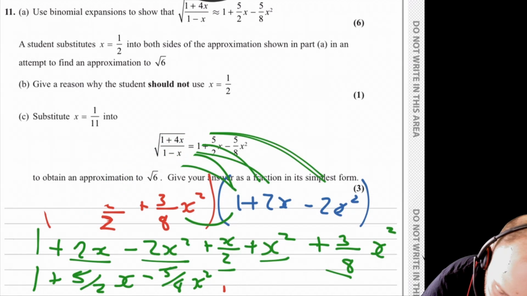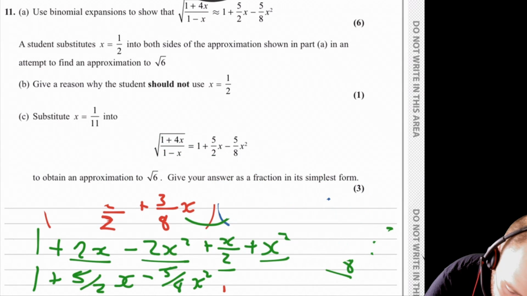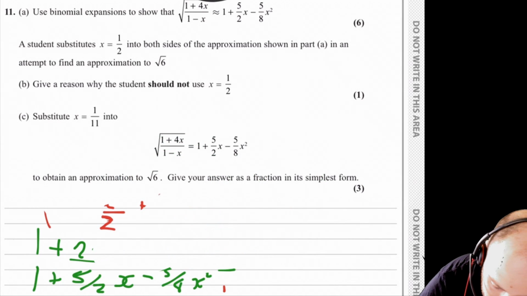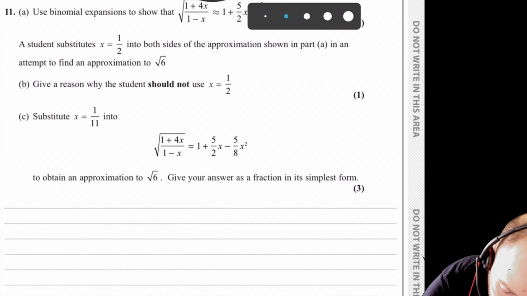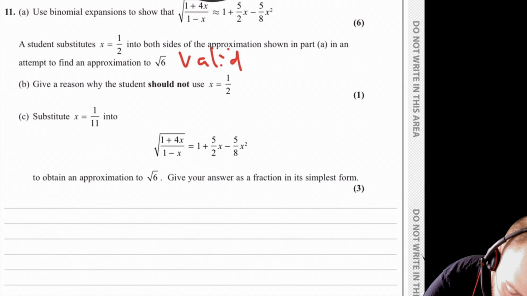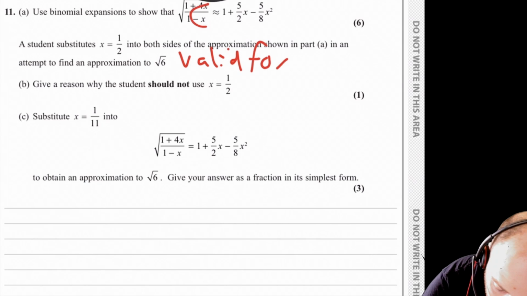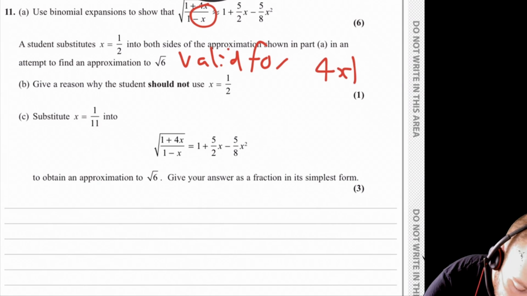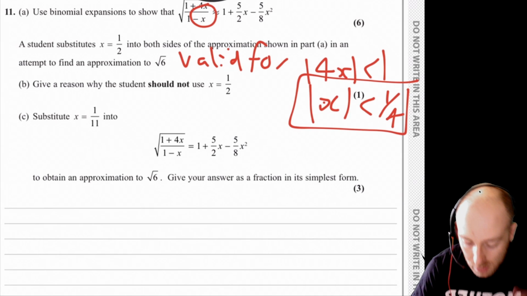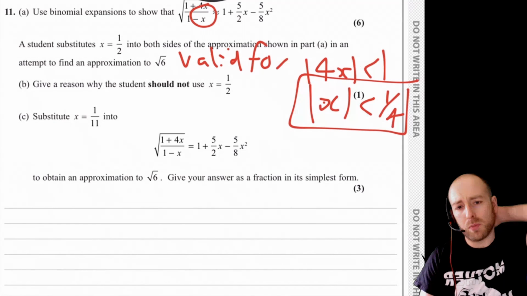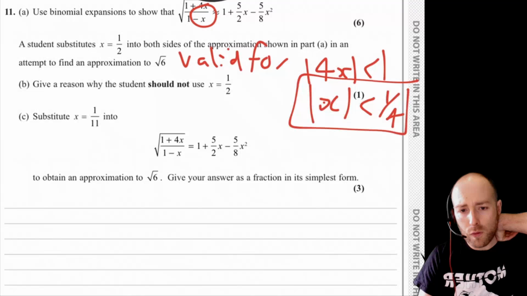Okay, now we're trying to use an approximation to root 6. So why shouldn't we use x as a half? Well, the expansion is only valid for, because we had 4x up there, 4x less than 1, therefore x less than 1/4. This is only valid for x less than a quarter. A half is more than that, so it's not valid for a half.